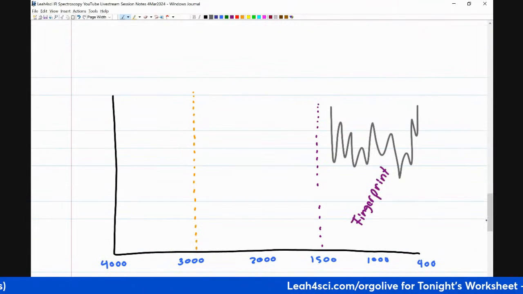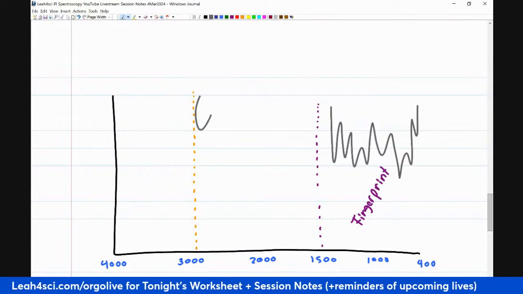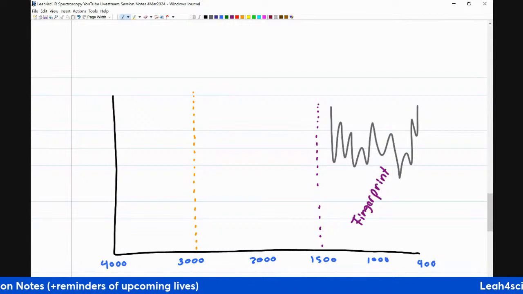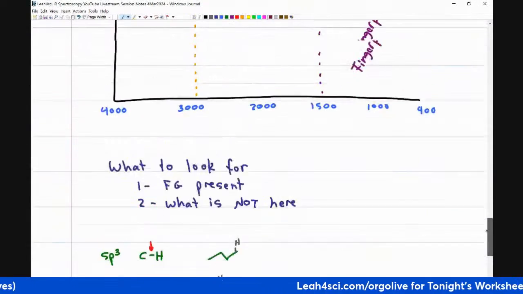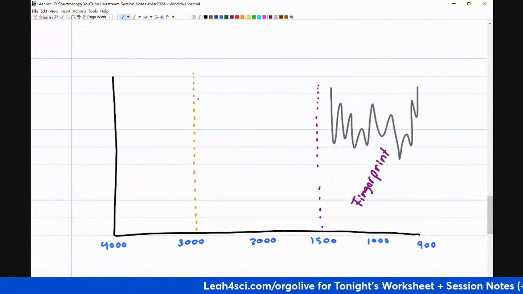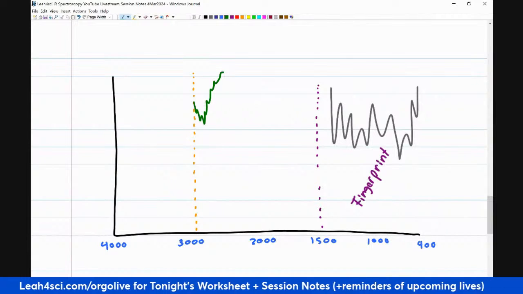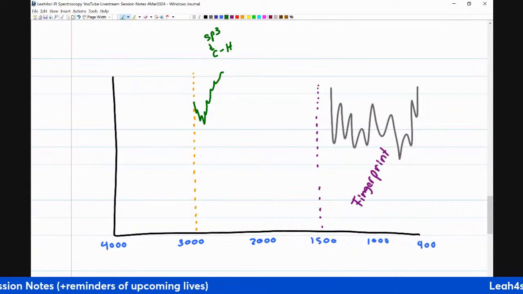What we want to do is look at the ranges of exactly where they show up. If you go to the right, just to the right of the 3000 line, that's where you're going to see your sp3. What colors did I use for them? I did sp3 in green. So depending on how many you have, it can look something like that. And then again, this is the C to H, where that's an sp3 hybridized carbon.